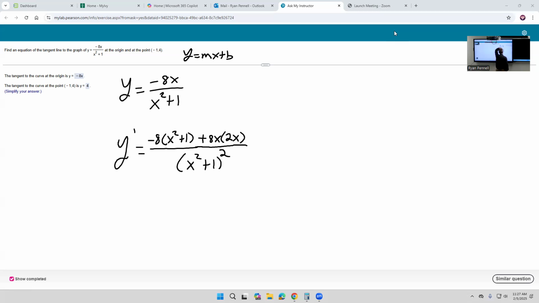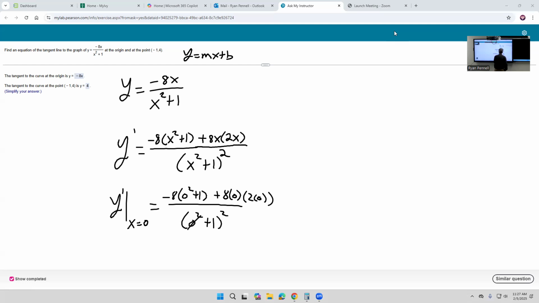Okay. The first part asks at the origin. So y prime at x equals 0 is negative 1 times 0 squared plus 1, plus 1 times 0, 2 times 0, over 0 squared plus 1 squared. Okay, so that goes to 0, that goes to 0, that goes to 0. So it looks like we have negative 1 divided by 1 squared, and that's negative 1. So this is the slope of my tangent line at the origin.